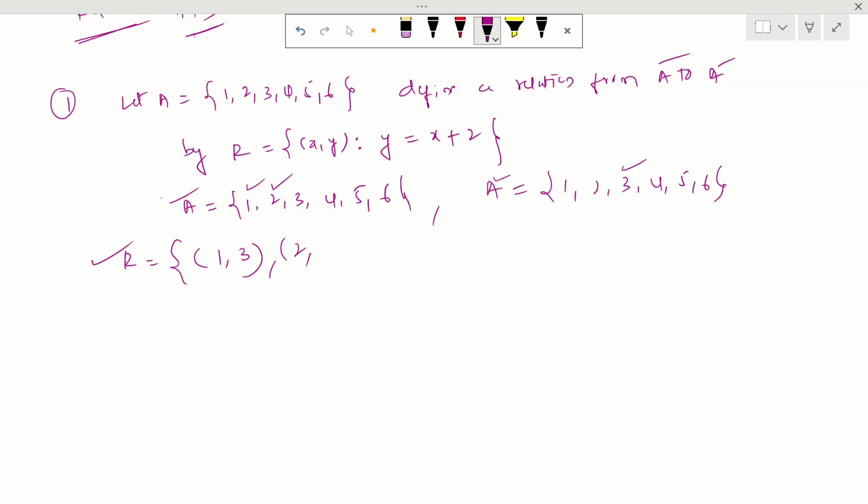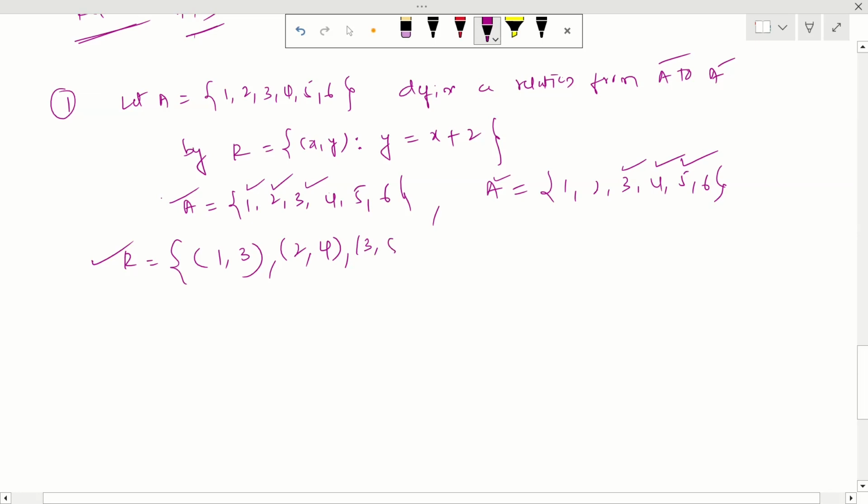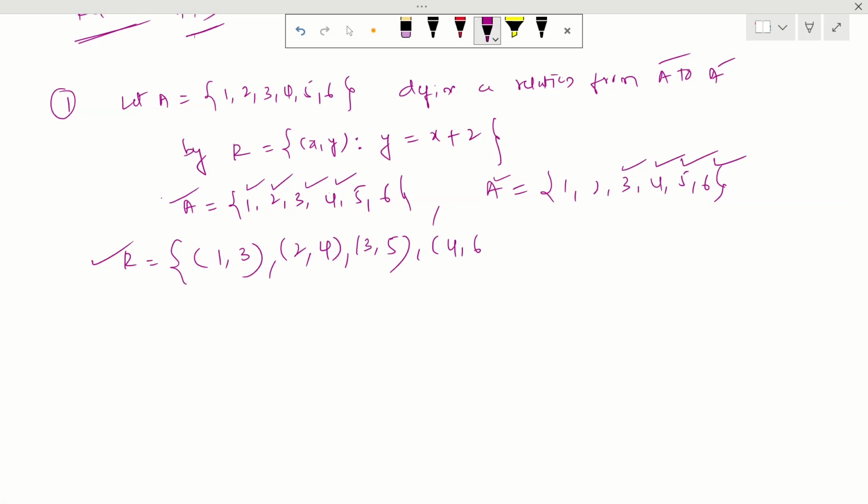When we put the value of 2, 2 plus 2 is 4, so 4 we are getting. When we put the value of 3, 3 plus 2 is 5, so 5 we are getting here. When we put the value of 4, 4 plus 2 is 6, so the second element we are getting is 6.